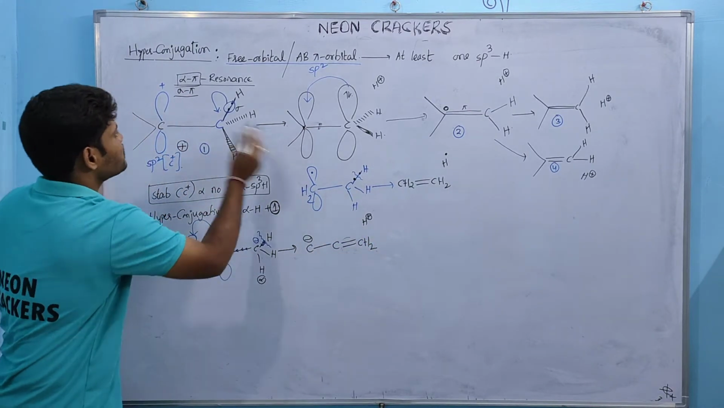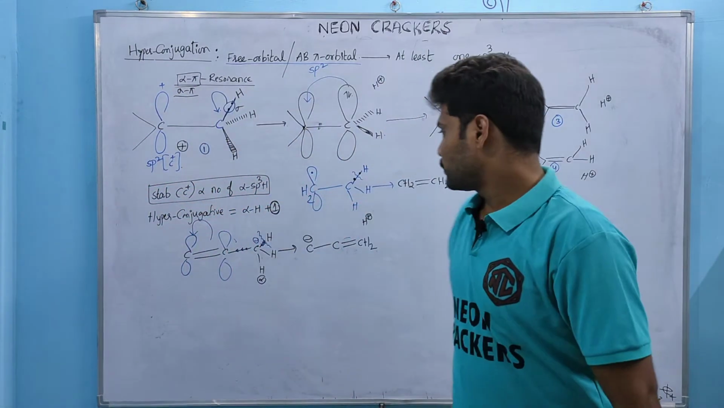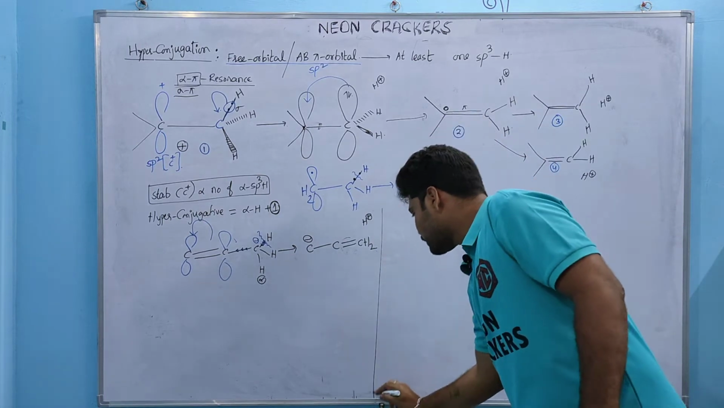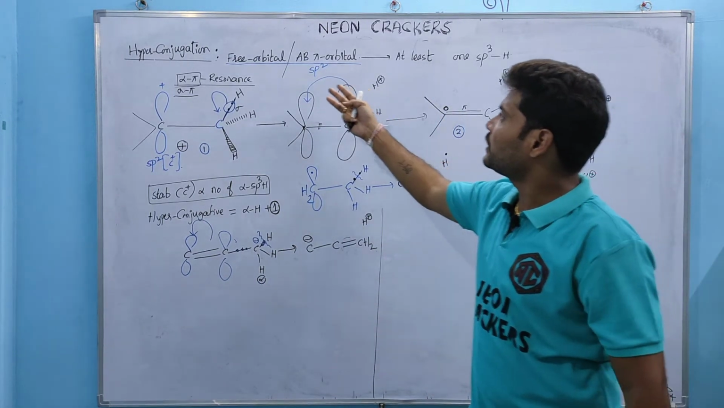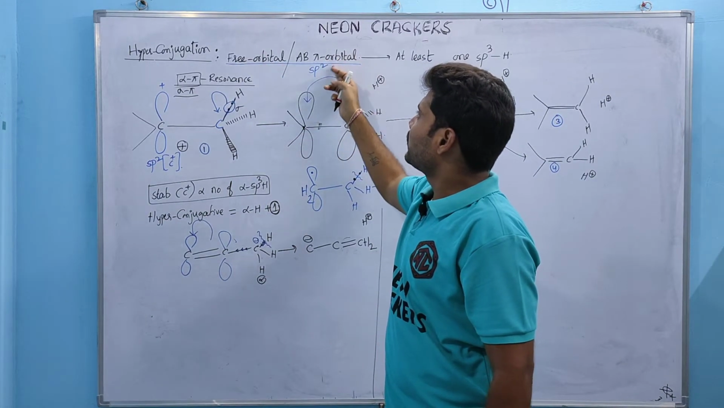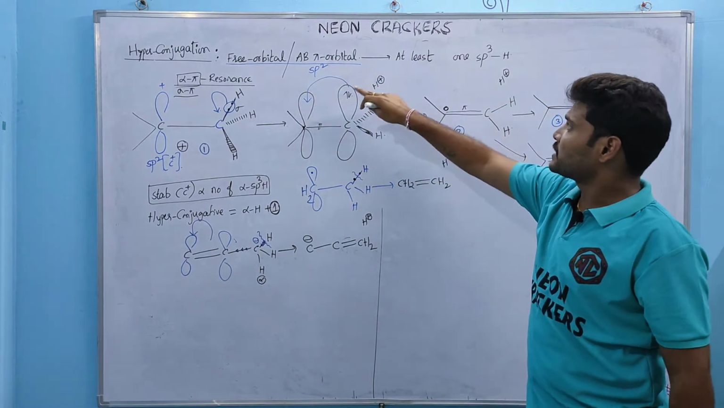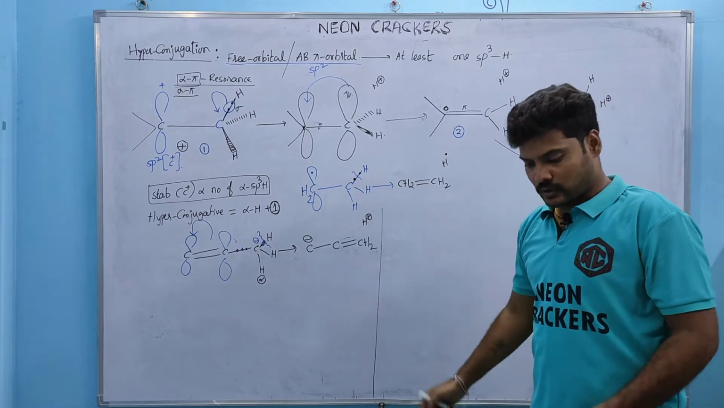So sigma-pi, this is also sigma-pi delocalization. That means resonance, hyperconjugation. So in hyperconjugation, three types of free orbitals you may get here. The free orbitals are anti-bonding pi orbitals. sp2 overall, sp2 hybridization, with respect to sp2, at least one sp3, then it may show hyperconjugation.